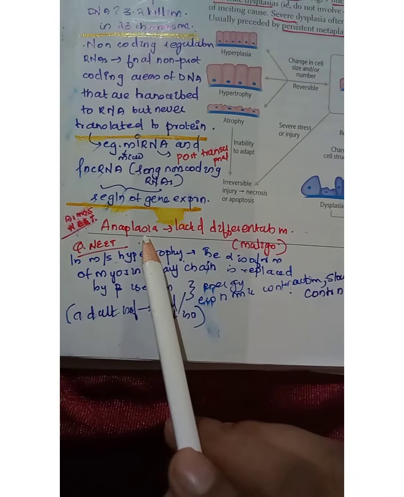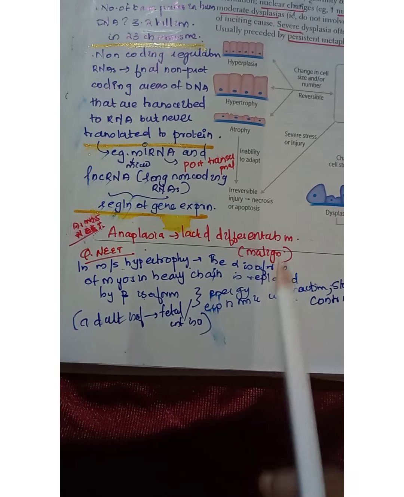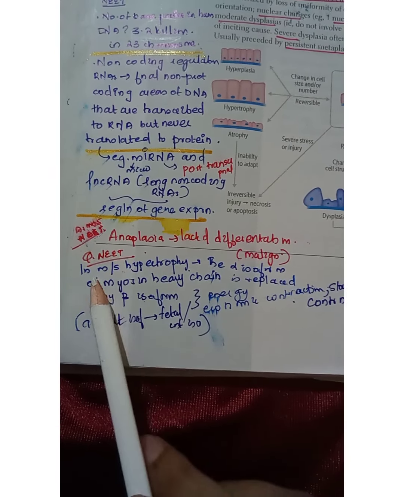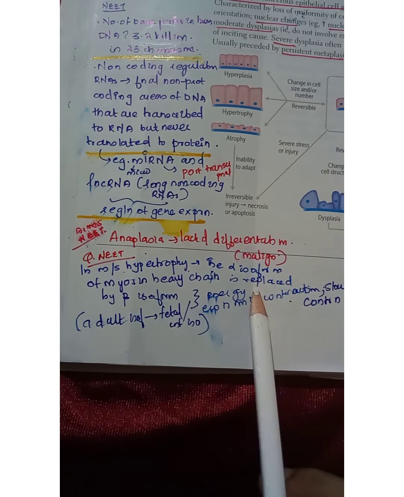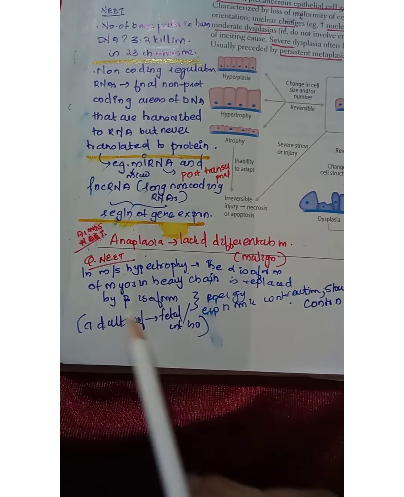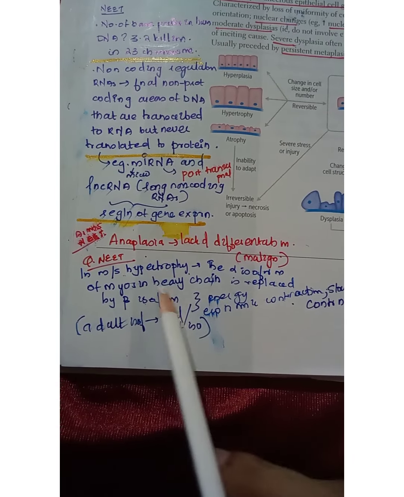Okay. Now we go on to a recent NEET AIIMS question. Anaplasia is a lack of differentiation and is an indicator of malignancy. Then there was another question in NEET. In muscle hypertrophy, the alpha isoform of myosin heavy chain is replaced by the beta isoform.